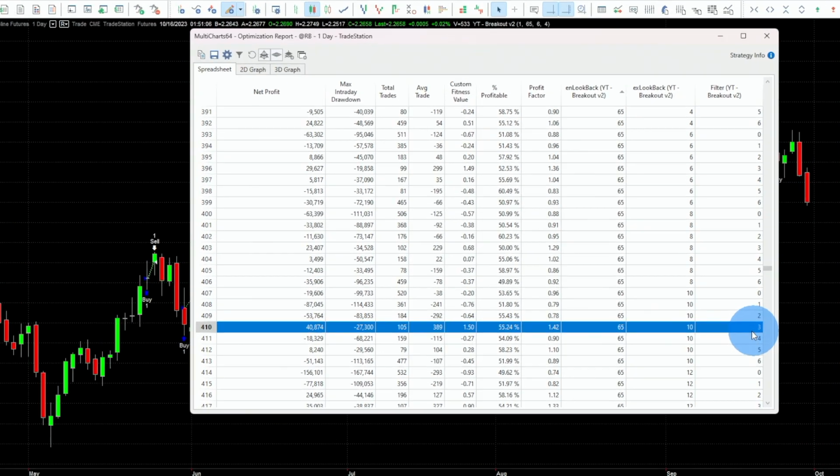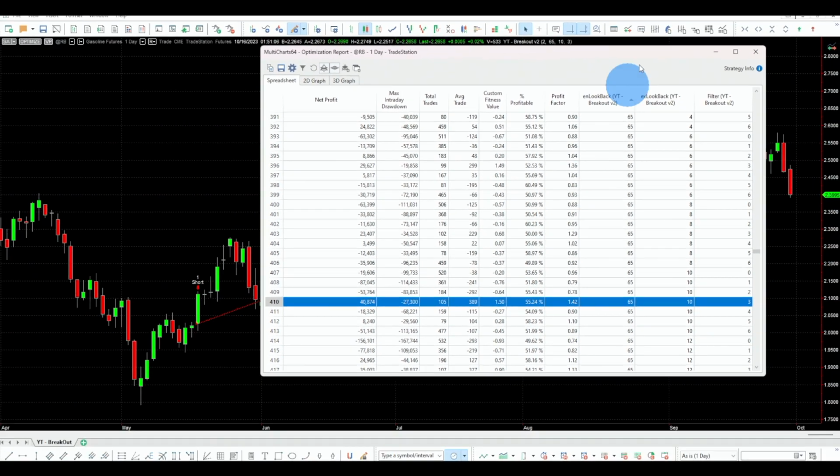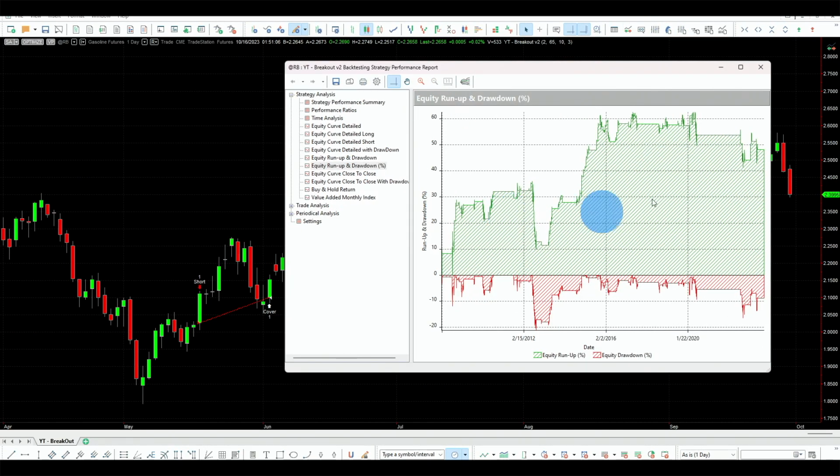So 65, 10, filter number 3. Our average trade is 389. Total trades 100, and we're making $40,000. So let's pick that up and let's see how it looks. So this is now the short side.